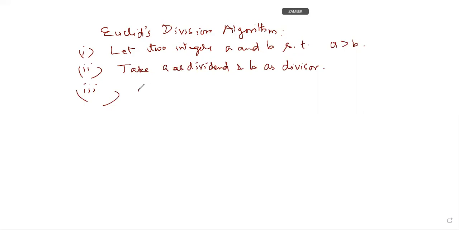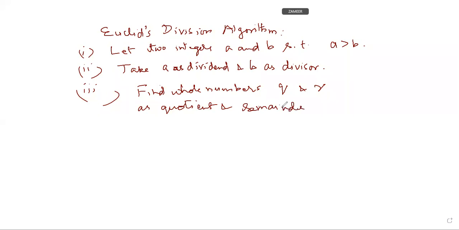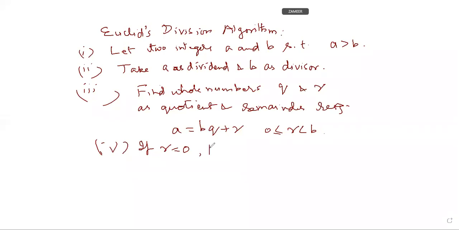Now find whole numbers Q and R as quotient and remainder respectively by using Euclid's division lemma, A is equal to BQ plus R, where R is greater than or equal to 0 and less than B. And whenever you get R equal to 0, you stop, and if R is equal to 0, B will be the HCF.